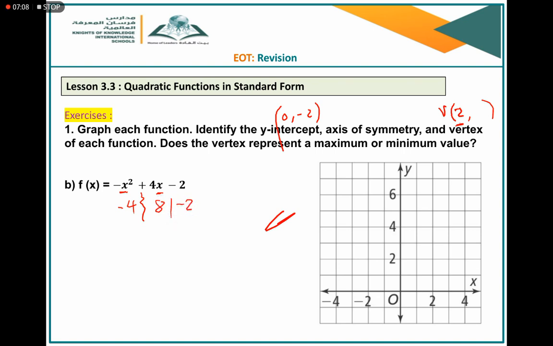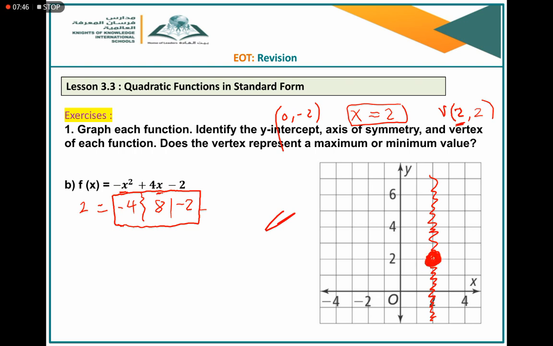Actually, we have 2 here. If you use your calculator and write negative 4 plus 8 minus 2, you will surely get 2. So the vertex is 2 and 2, and from the vertex I will take the axis of symmetry, so x equals 2. So the axis of symmetry is here, x equals 2, and the vertex is here, 2 and 2.